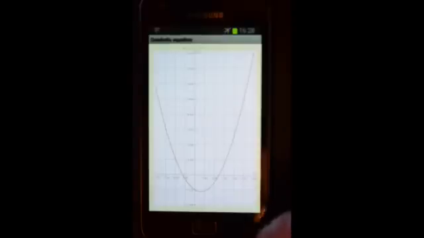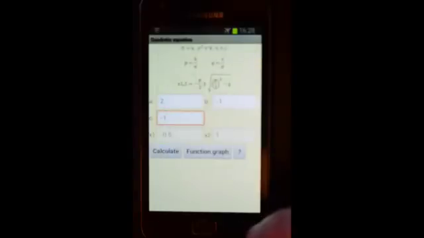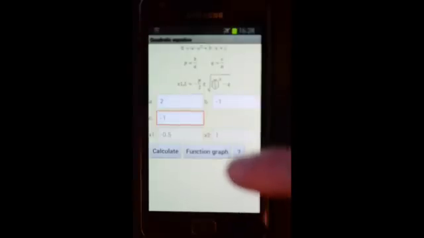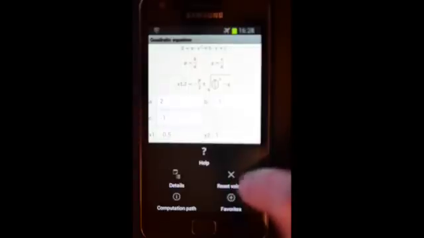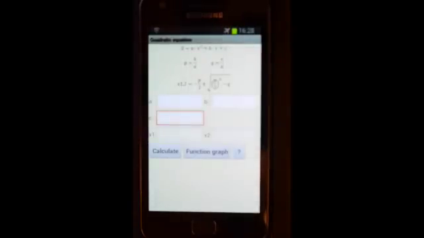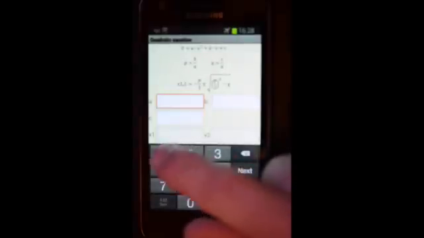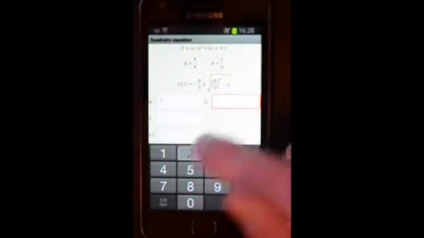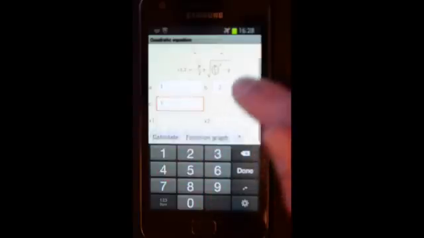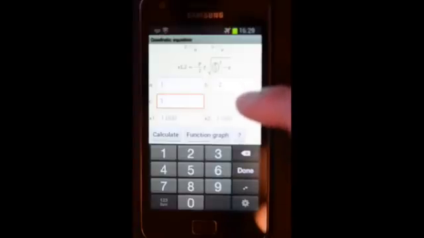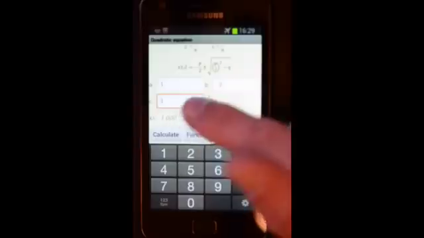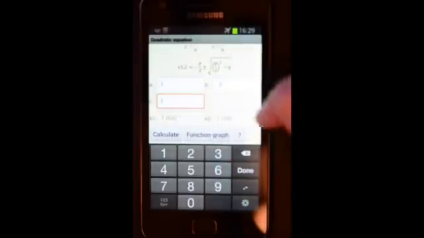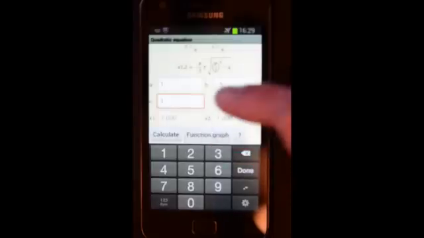Now we want to recalculate the formula with other values. An easy way to clear all input fields is the menu Reset Values. Now we insert the values, for example, 1, negative 0 and 1. We press calculate. So now with these values, the result for x1 and x2 is equal to 1. So this means we only have one solution or one result.